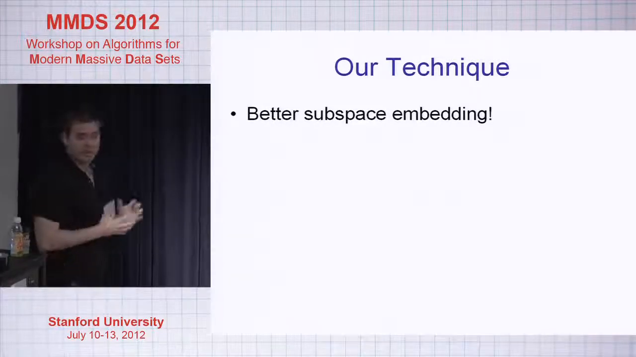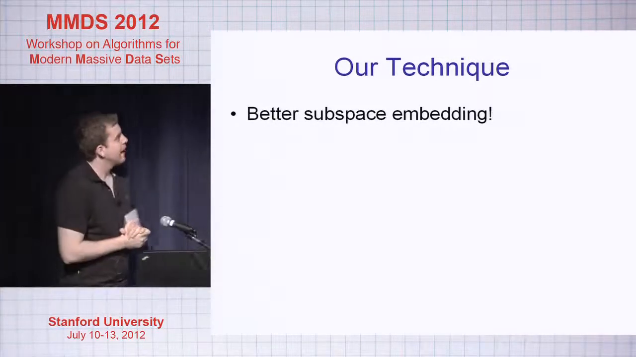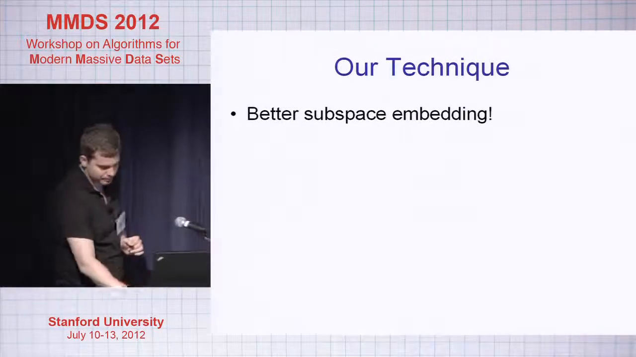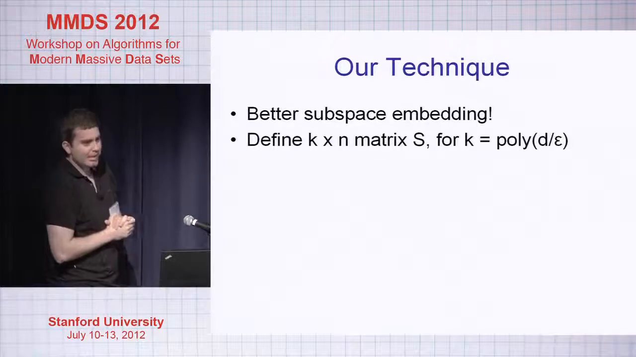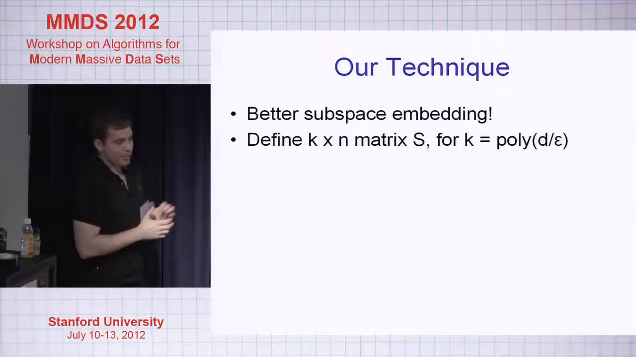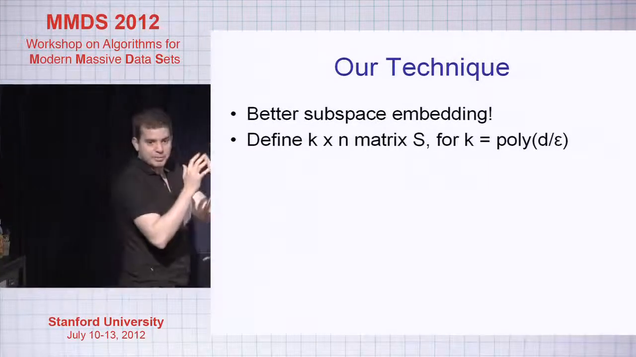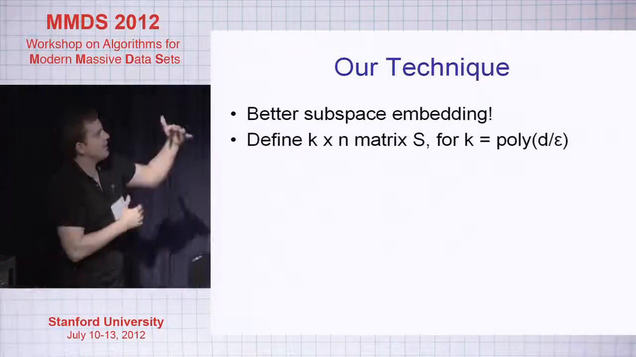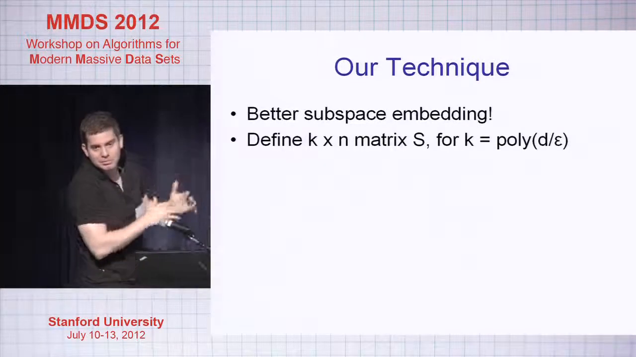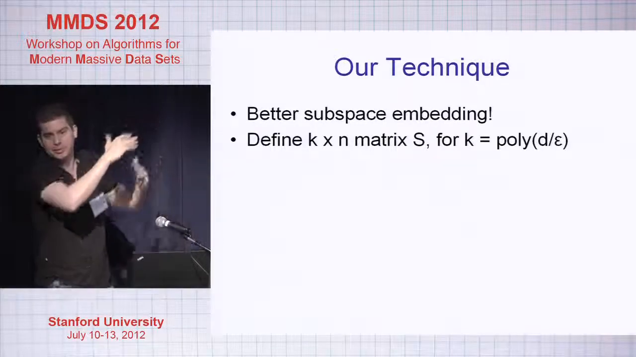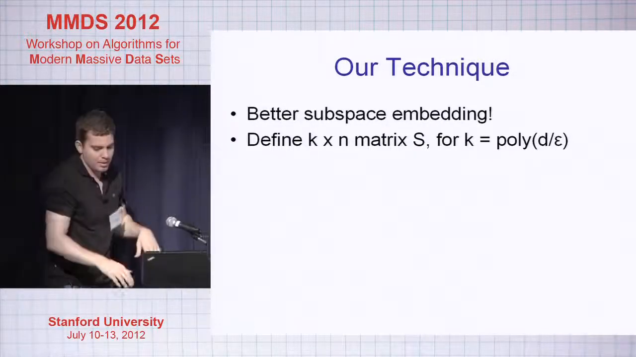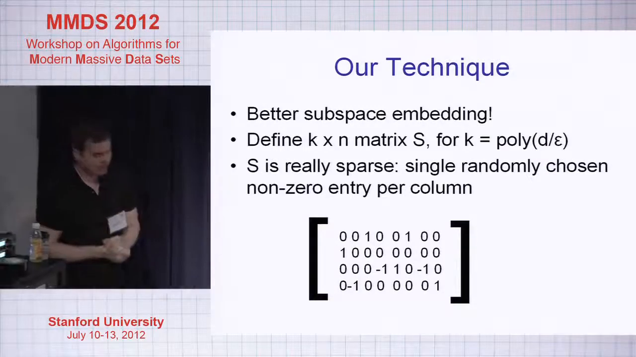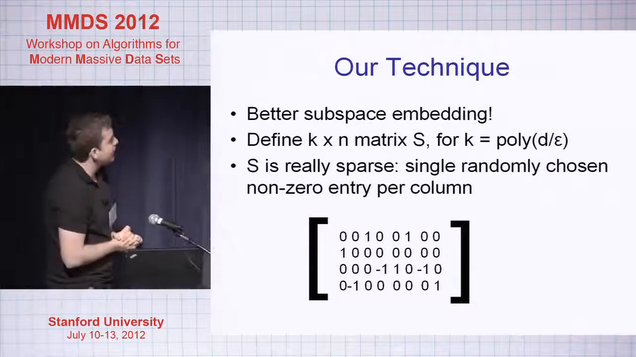We take this subspace embedding route, and we give a better subspace embedding. Remember, a subspace embedding is a matrix S, and we're computing S times A. So we define a k by n matrix S, where k is poly d over epsilon. Think of, again, the number of rows as small.